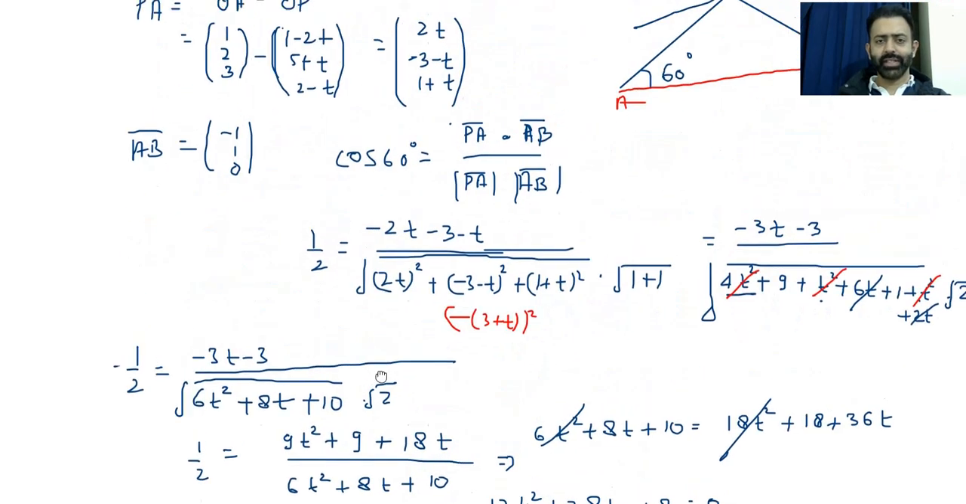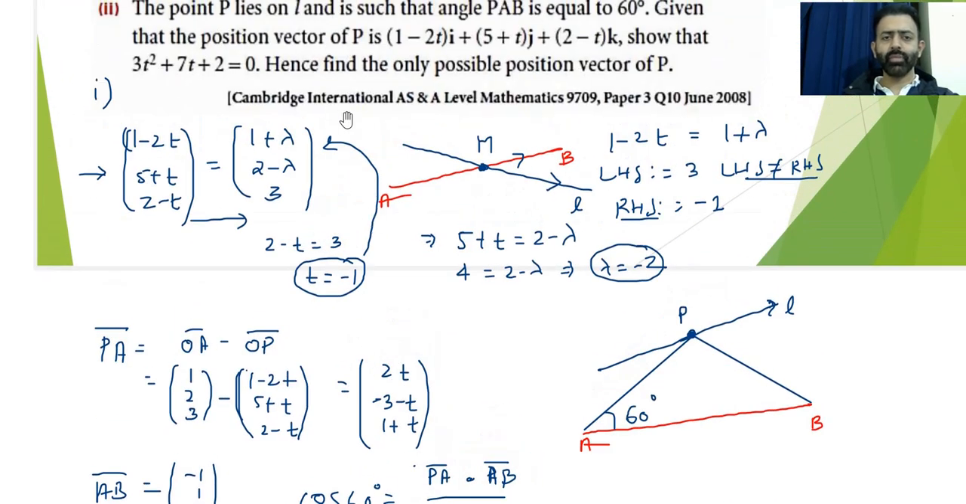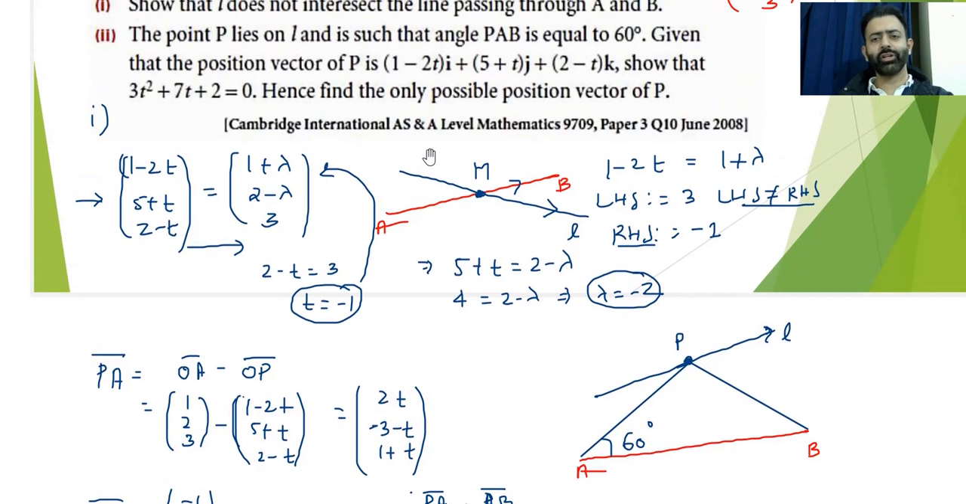Okay, so it says, hence find the only possible position vector of P. Only possible means out of these two values, position vector of P is in terms of t, right? For two values of t, you are getting two values of P. Since you are getting two values of t, that means the position vector will also be two, but that is not the case, right? We have to eliminate one t, or one t is not acceptable.